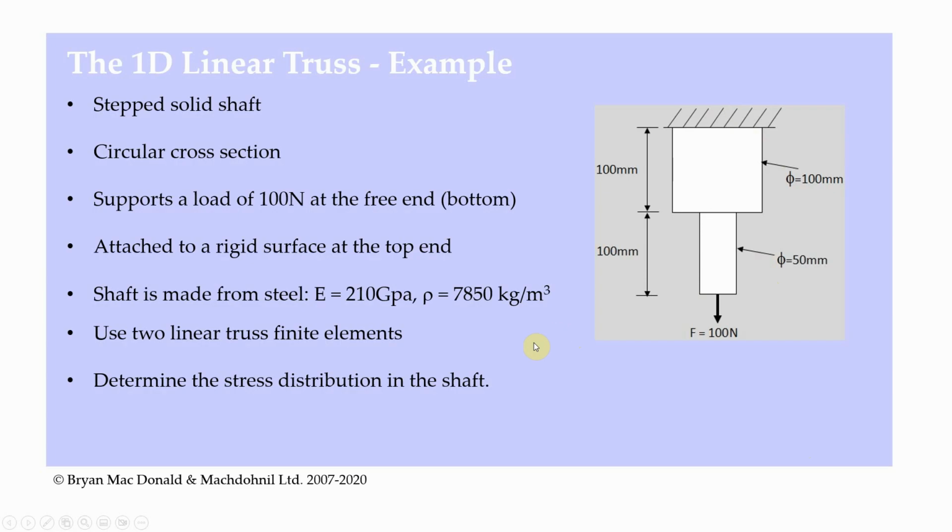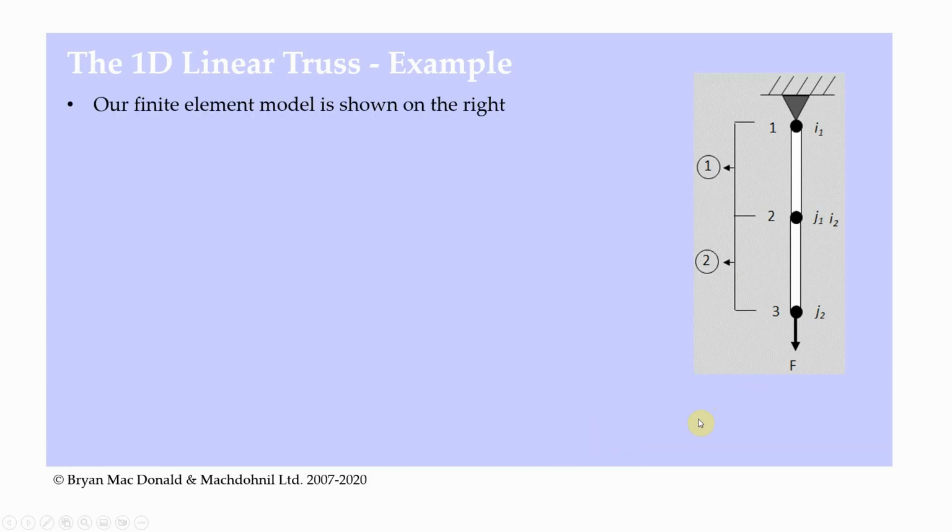So let's build a finite element model of that and take a look. We're also asked to consider self-weight due to gravity. So as well as having the 100 newtons acting down here, we also have a body force on both of those elements due to gravity. So here's our finite element model showing here.